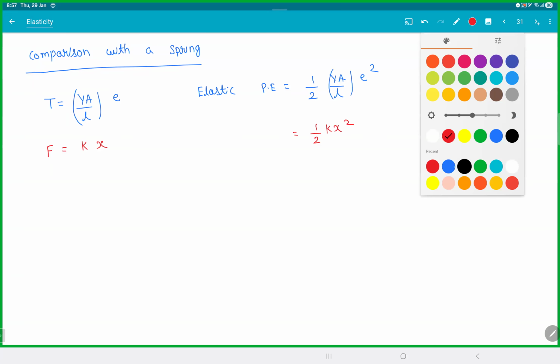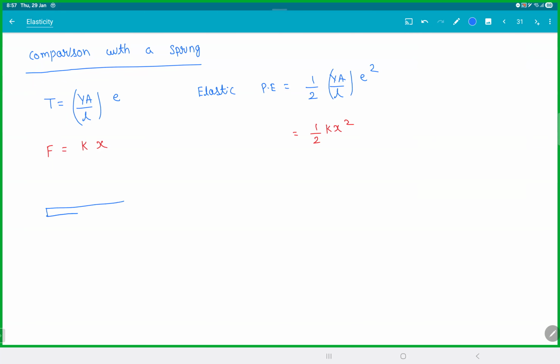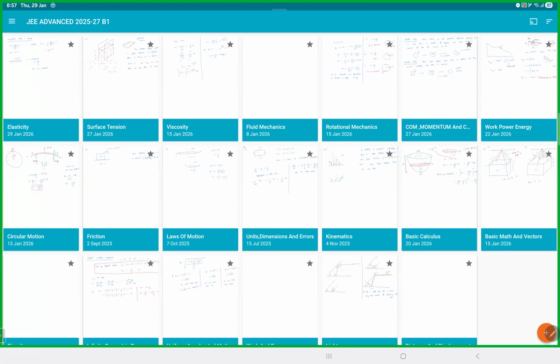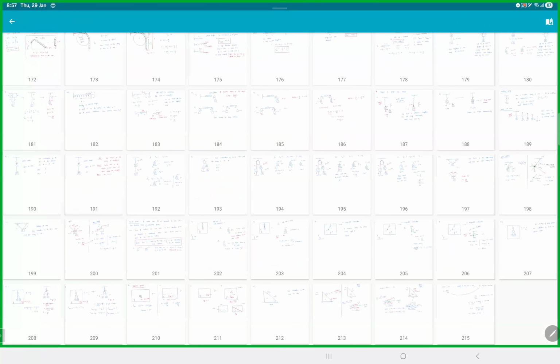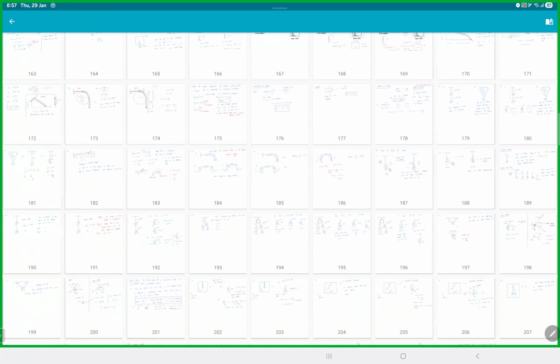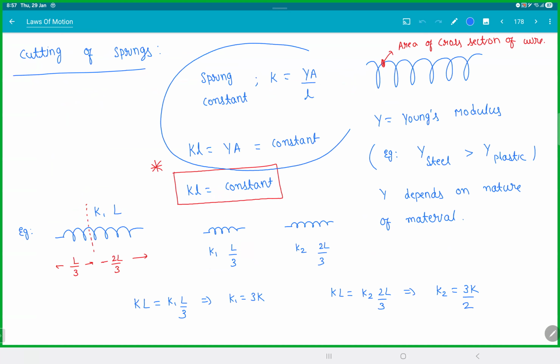So that means when you have a rod of Y, A, L, you can replace this with a spring whose spring constant is given by Y A by L. Now, do you guys remember this formula? The spring constant, so K into L is Y into A. This was constant. Remember cutting of springs? When you cut a spring, the length will change. So this we studied in NLM. There, if you remember, I wrote the formula at that time. K is equal to Y A by L.